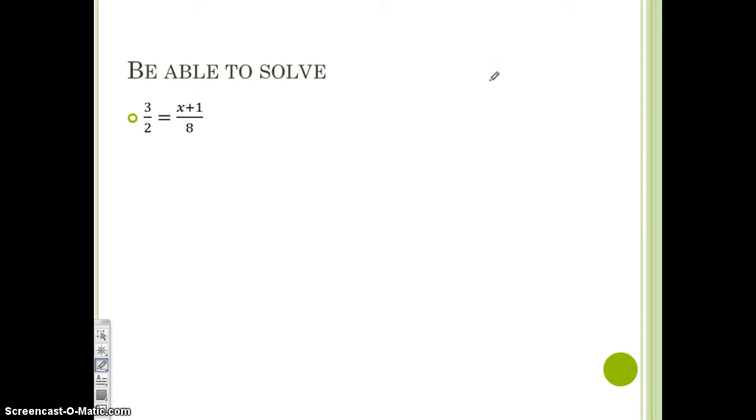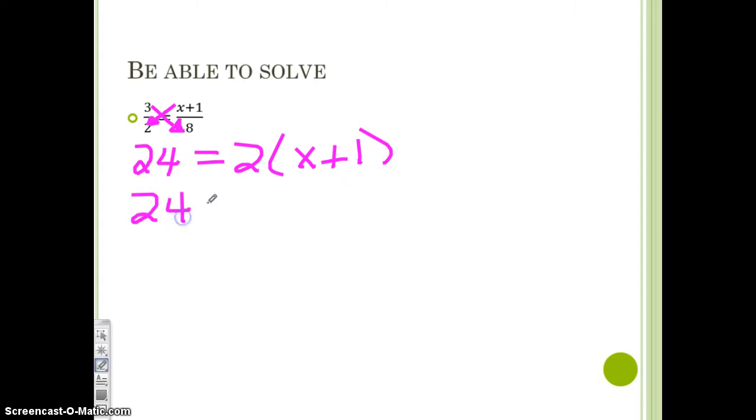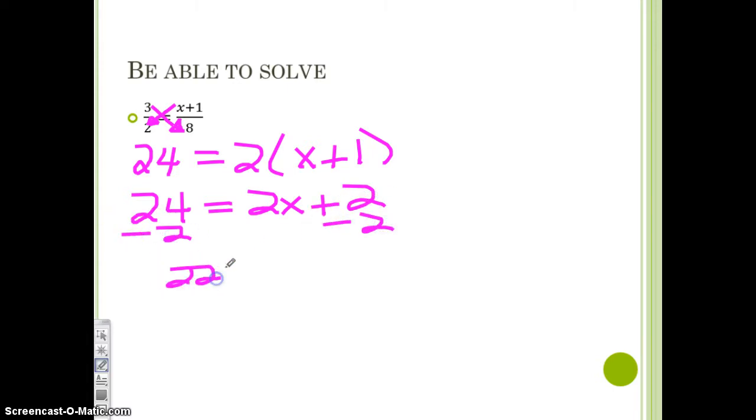You'll need to be able to solve some kind of an equation like this. Remember, we talked about cross multiplying, so 3 times 8 is equal to 24, equals 2 times the quantity x plus 1, which is the same thing after we distribute as 2x plus 2. If we subtract 2 from both sides, we'll get 22 is equal to 2x.